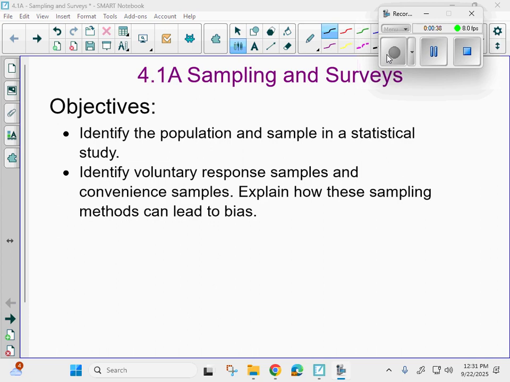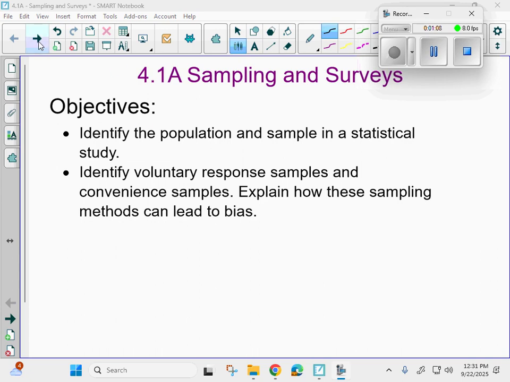All right, so today we're going to learn what the population is and what the sample is, because we basically always take a sample to make some kind of inference about a population. Then we're going to talk about bad ways to sample, like voluntary response and convenience sampling, and we'll explain how those lead to bias, which is just an over or underestimate of the truth. And then we'll talk about good ways to sample.